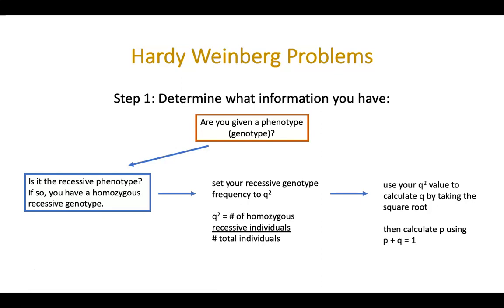After that, you're going to use your q squared value to calculate q, or the frequency of that recessive allele. You do this simply by taking the square root of your q squared value. And then, once you have q, you can calculate p the same way, using the equation p plus q equals 1. It's very unlikely that I'm going to give you a dominant phenotype to start off your calculations. I might, however, ask you why I don't do that. For that question, you're going to want to refer to Lab 9. There's actually a question about that within your assignment.